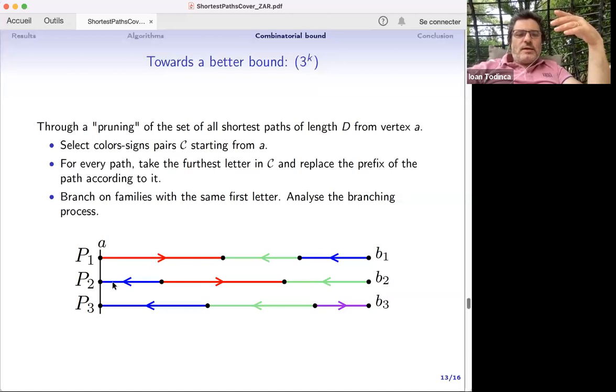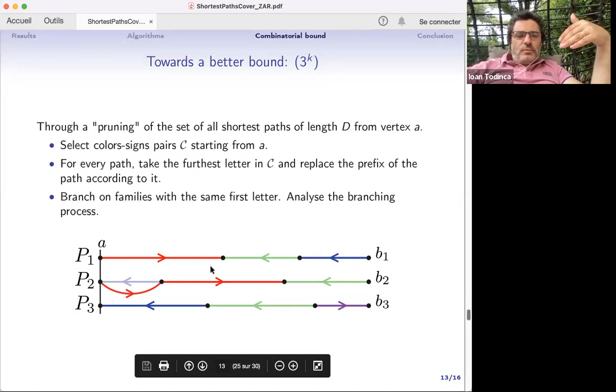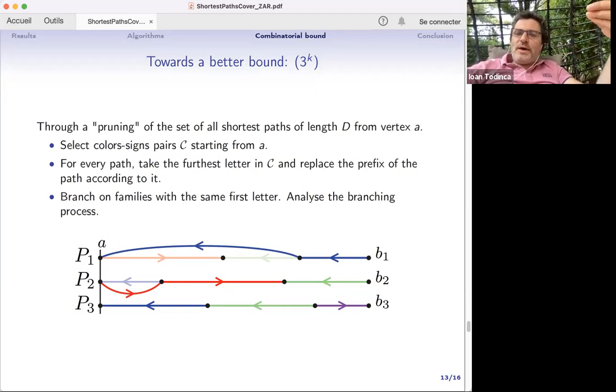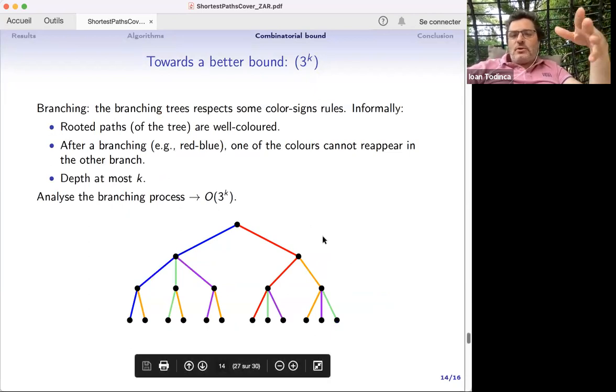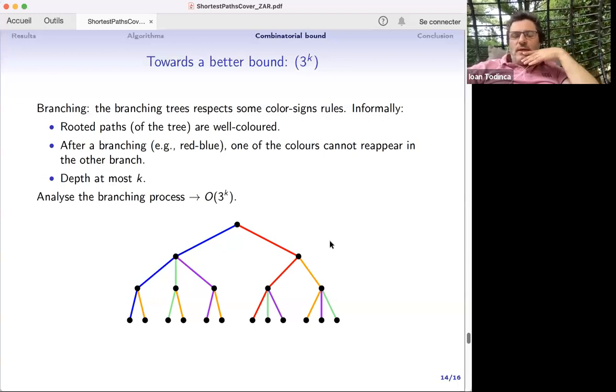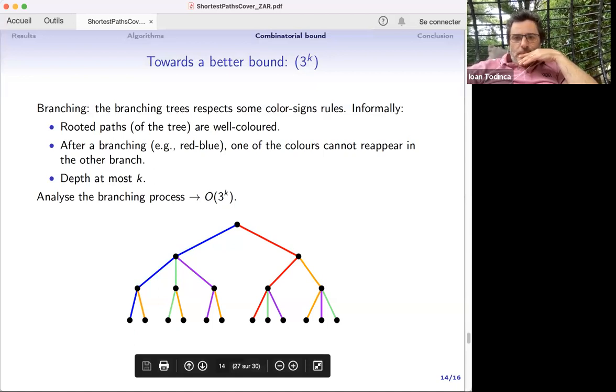So I say, okay, this path P2 has red after blue, but I want to make the red as long as possible. So I can replace this part by only red, and I can do the same for path P1. Since I have blue a bit further, I can replace the whole path by blue, and I replace this path by another group of paths, and then I regroup them by their starting letter, and I create some object that I call the branching tree, which satisfies some properties, and I count the leaves of the branching tree, and it boils down to 3 to the k.